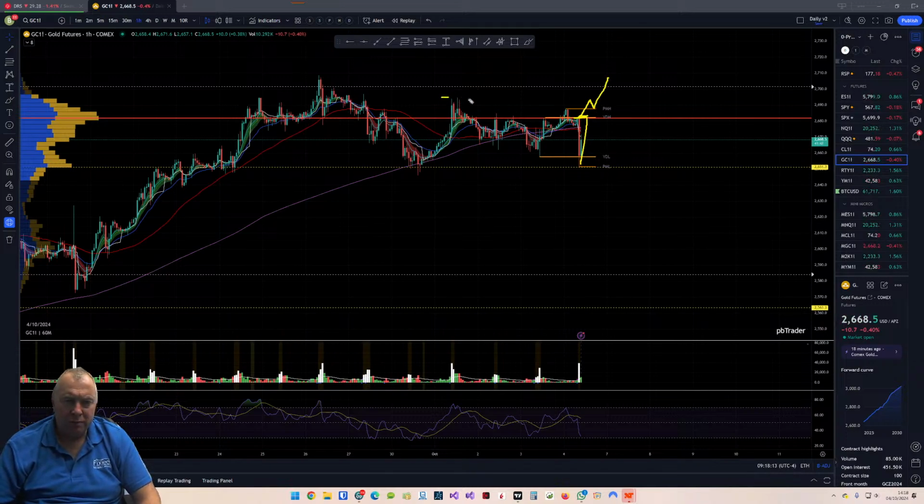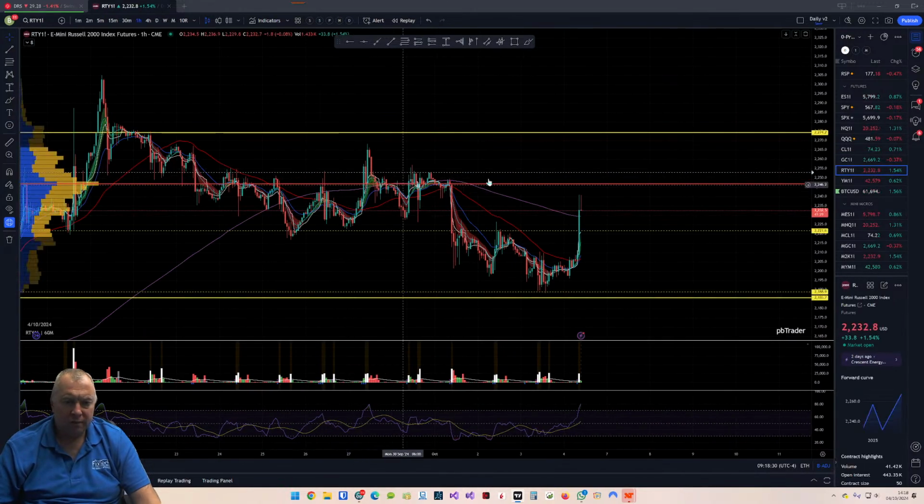As long as we clear these pivots, we want to clear these pivots. This is leftover. There's going to be leftover orders up here, so it may just spike up, pick up the orders and come back down again. So we want to clear this area. So that's gold.